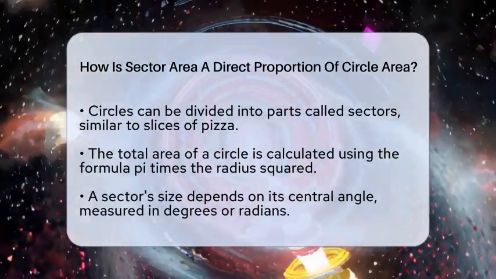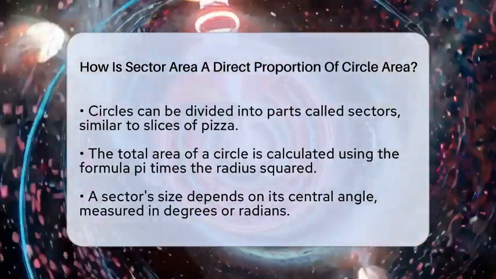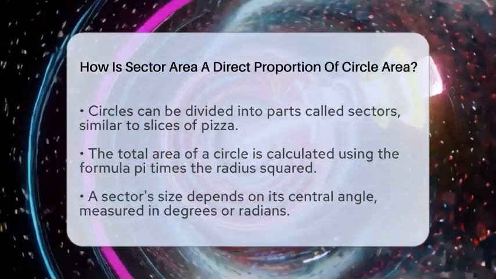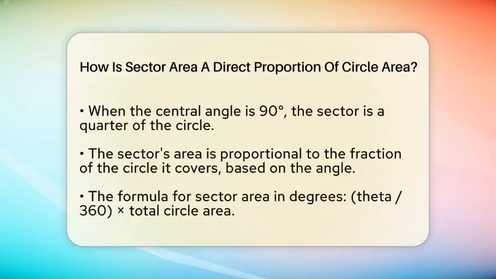Now, a sector is like a slice of that circle, shaped like a wedge or a piece of pie. The size of this slice depends on the central angle, which is the angle between the two radii that form the edges of the sector. If the angle is 90 degrees, the sector is a quarter of the circle because 90 degrees is 1/4 of the full 360 degrees. Since the sector is just a part of the circle, its area is proportional to the fraction of the circle it covers.